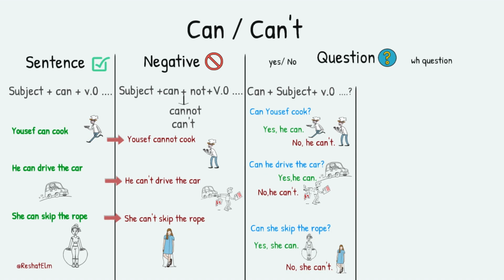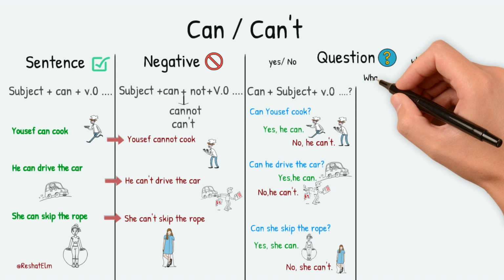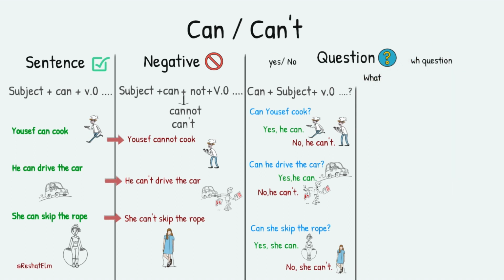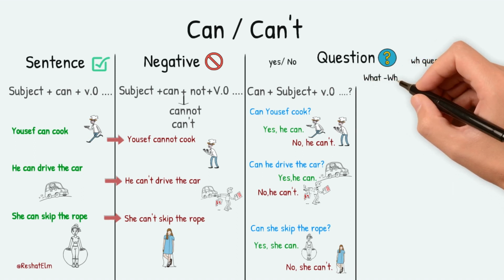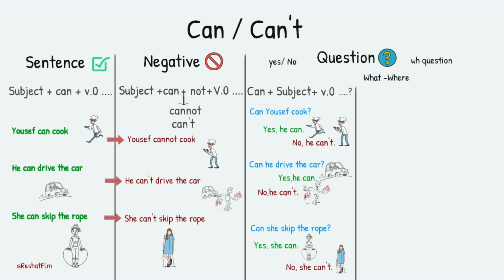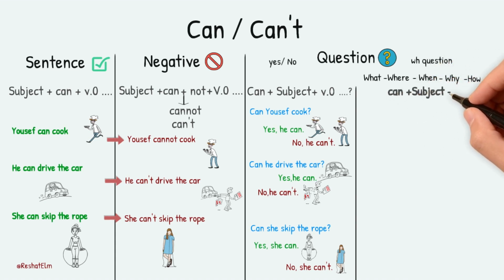The second form of questions are WH questions. What? What to ask about things. Where to ask about location. When to ask about time. Why to ask about reason. How to ask about number.